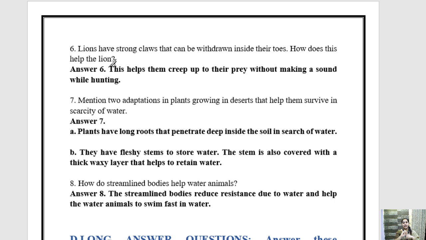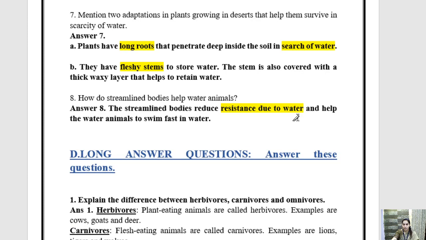So the streamlined body reduces resistance due to water and helps the water animal to swim fast in water. Because of their body shape, woh kya karte hain, ekdum paani ko ekdum cheerte hue chale jaate hain. There is no obstruction in between, there is no resistance in between, they swim. Alright, so this streamlined body helps in fast movement, fast swimming of water animals in water.